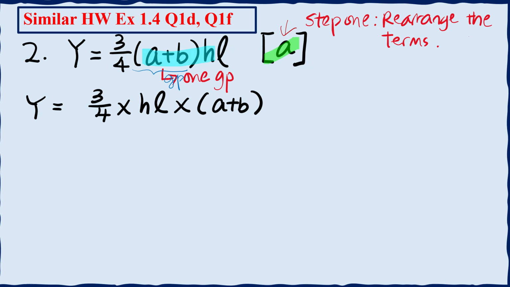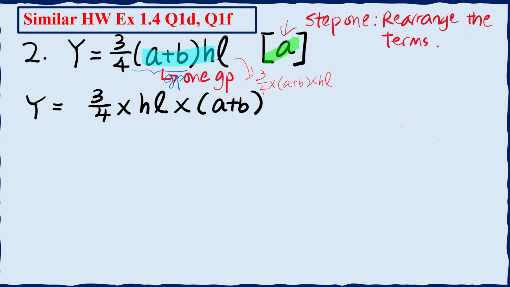This is similar to what we have learned earlier, that MGH means M times G times H, which is equivalent to M times H times G, equivalent to H times M times G. You will get the same answer. Hence, I shifted HL to put it beside 3/4, because what this means is 3/4 times bracket A plus B times HL. Okay, so that's step 1.